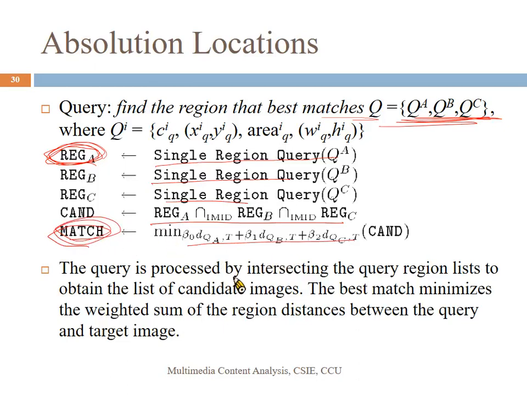Okay, so the query is processed by intersecting the result region lists to obtain the list of candidate images, and the best match minimizes the weighted sum of the region distances between the query and the target image.